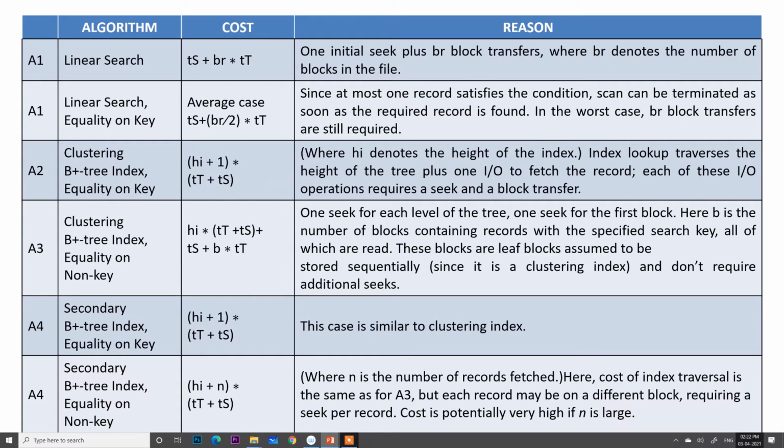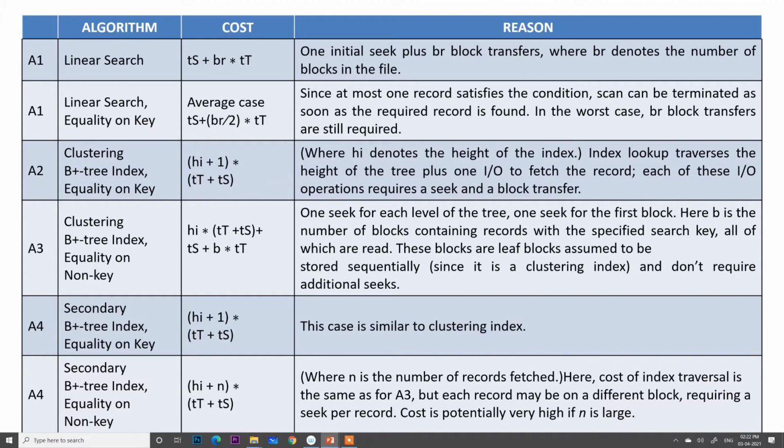So normally, what does a searching algorithm do? It will search through the set of values until a match for the respective key is obtained, right? So this linear search provides a cost of TS plus BR into TT, where TS is the seek time, BR is the number of blocks that we are reading, and TT is the traversal time.